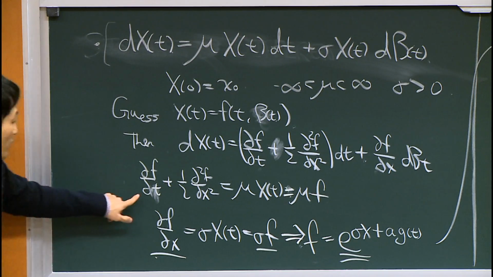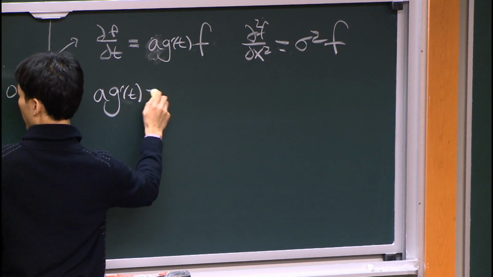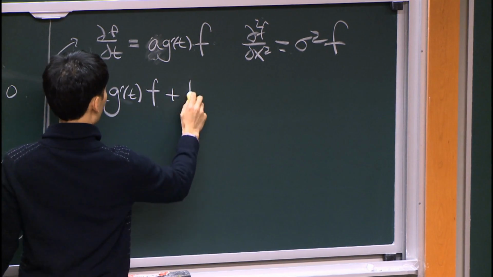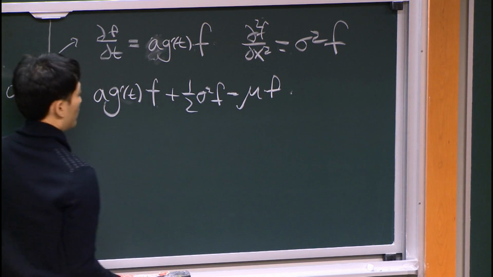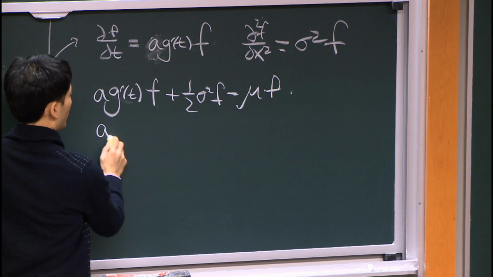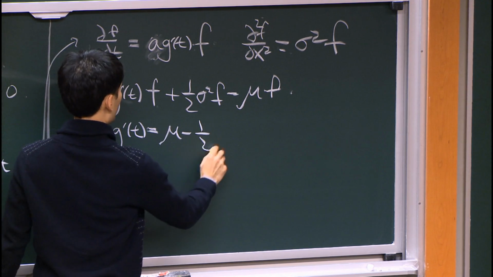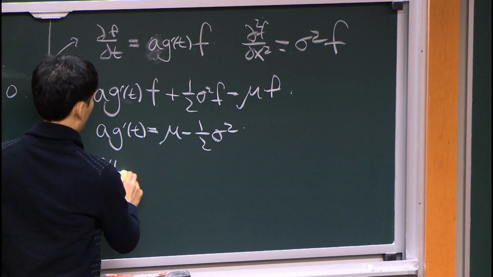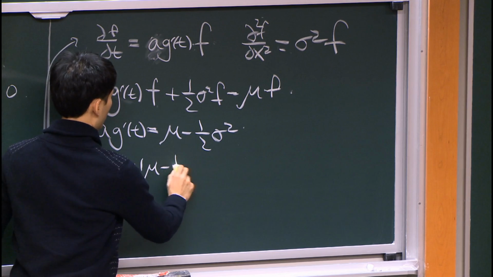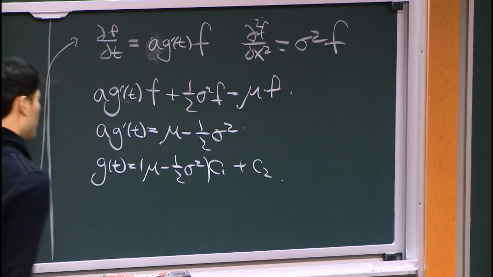Okay, and then let's plug it in. So we have a of g prime tf plus 1/2 of sigma square f equals mu of f. In other words, a of g prime of t is mu minus sigma square over 2, so gt is mu times some constant c1 plus c2.